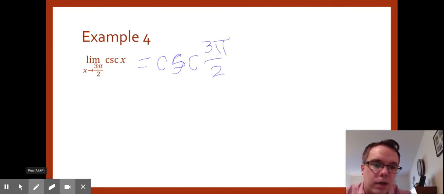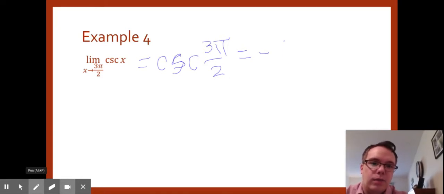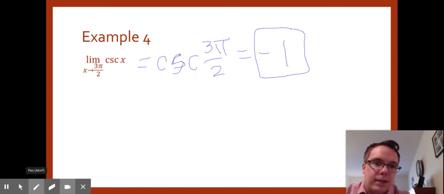And remember, the cosecant is the reciprocal function for sine. So my sine at 3 pi over 2, if we look back at that graph we made, we'll notice it's -1. And the reciprocal of -1 is -1. All right, so we can still use direct substitution with trig functions, which was the whole point of this example.